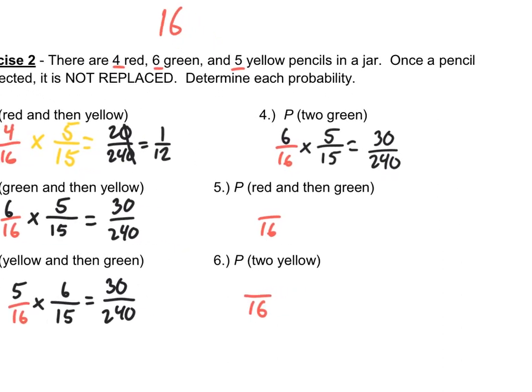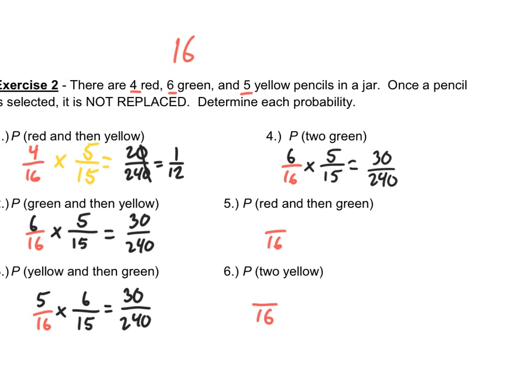Let's keep finding out. So number 5, probability of red and then a green. There are currently 4 reds in there. So if I drew one of the reds, I'm still going to have my 6 greens left. So 6 greens, and there are only 15 pencils left in the jar. 6 times 4 is 24, and then that is 240, which actually simplifies really nicely, but again, I'm not going to bother with it right now.